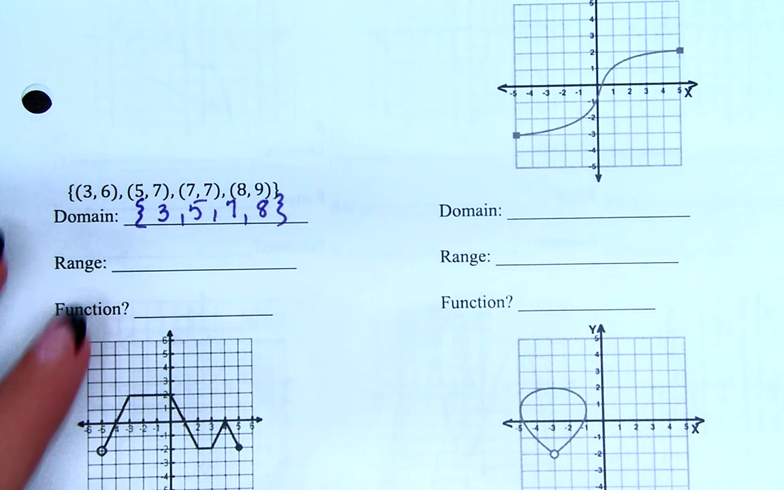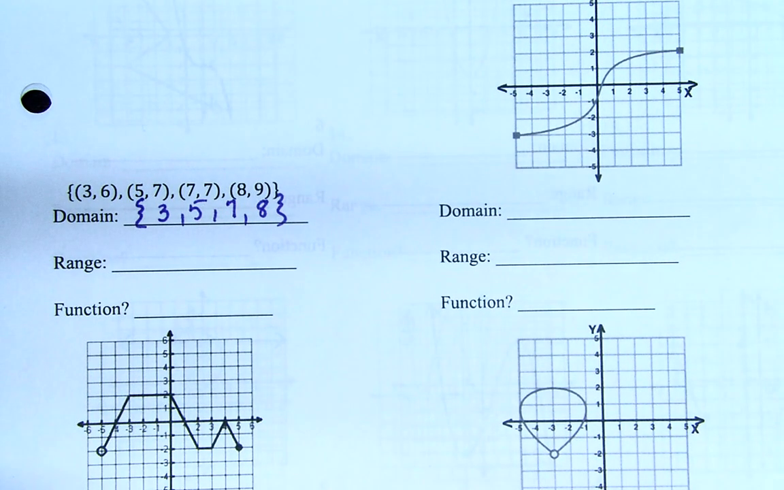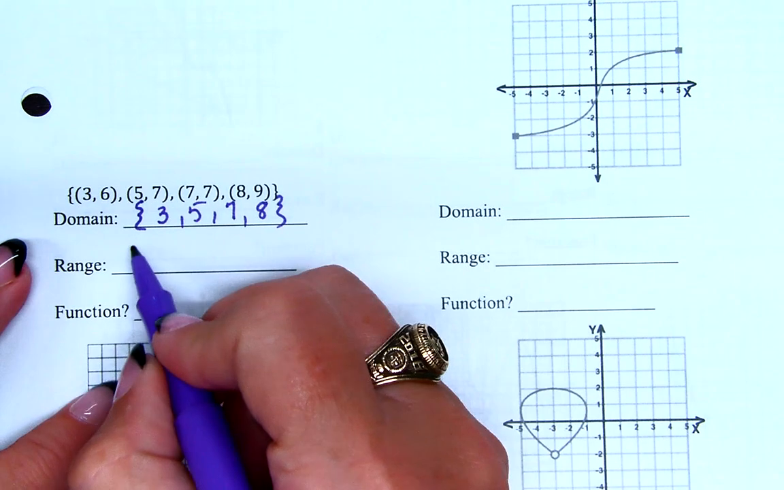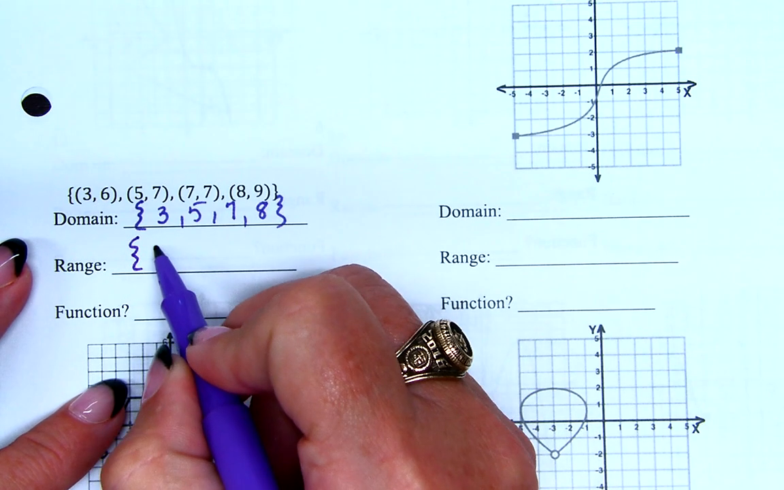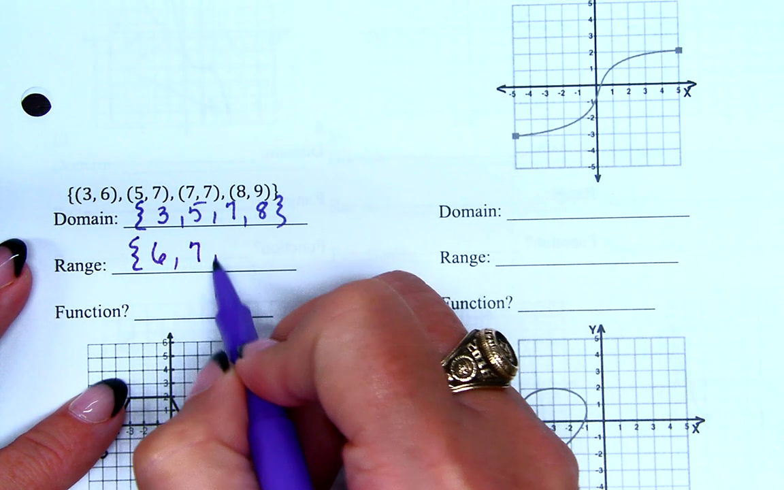What about the range? 7, 7, 9. So I just heard two different answers. I heard 6, 7, 9 and then I heard 6, 7, 7, 9. Do we have to repeat values if they repeat in the points? No, no. Okay. So braces again. 6, 7, 9.